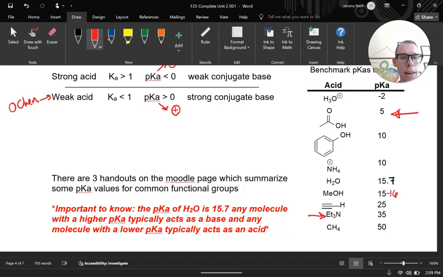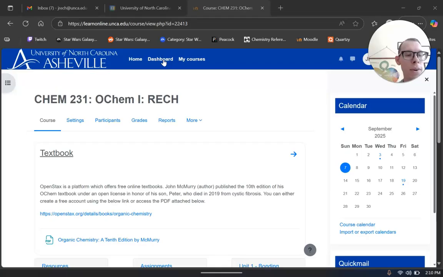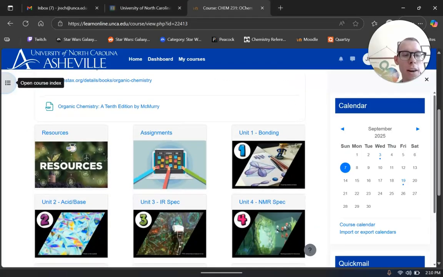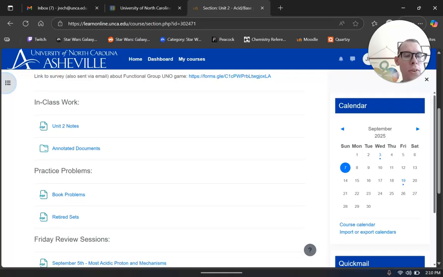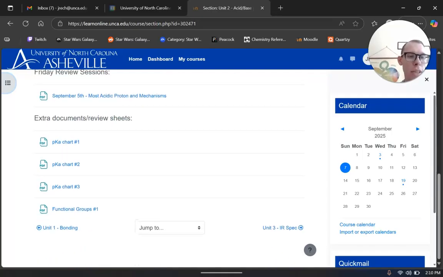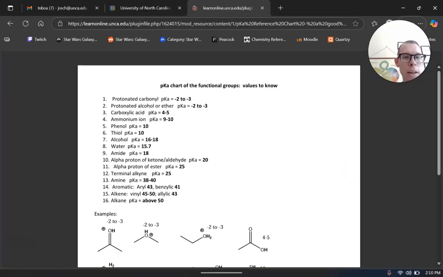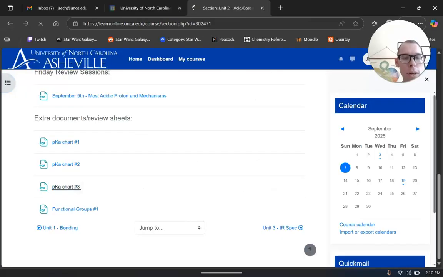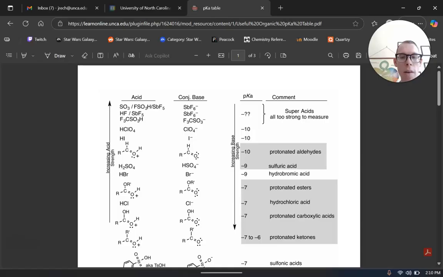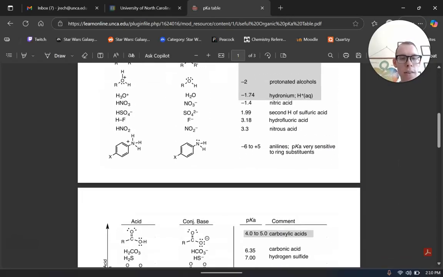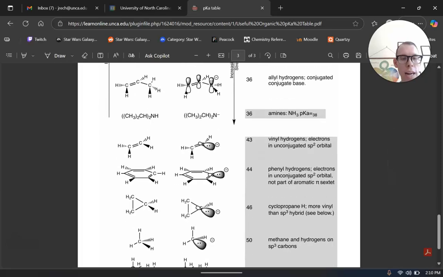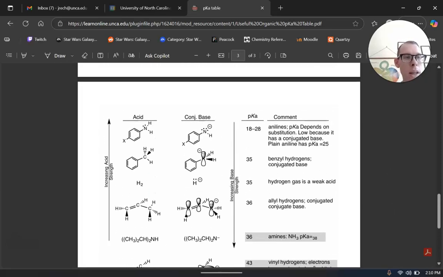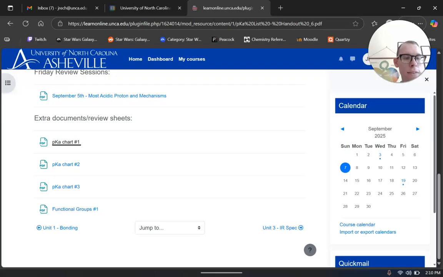Now, I do not want you to go through and just memorize a bunch of pKa values. I'm going to pause for a quick second and show you where they are in the Moodle, so you can see where those tables are. Now we're in the Moodle page. Under our acid-base unit, if you scroll down to the extra documents and review sheets, there's pKa chart 1, 2, and 3. Each of these is a PDF with a bunch of common structures. These were made by other people to show the relative strength of a bunch of different organic compounds. Those are just for general reference.